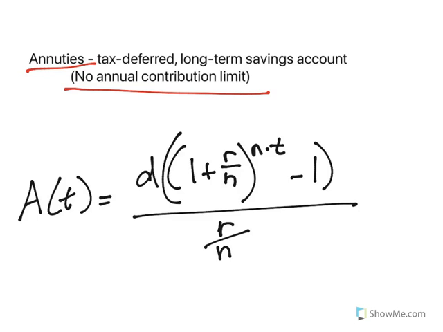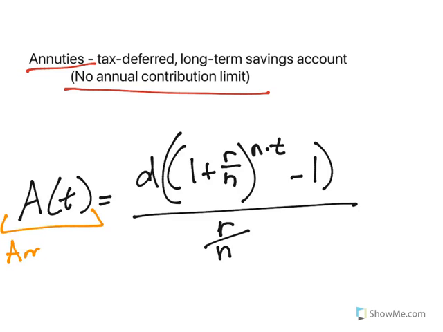So this is our formula. A sub t equals d times the quantity 1 plus r over n raised to the n times t, all of that minus 1, all of that divided by r over n. This can get a little confusing, but if you have the right calculator, it makes it a whole lot easier. Let's talk about what these pieces mean.